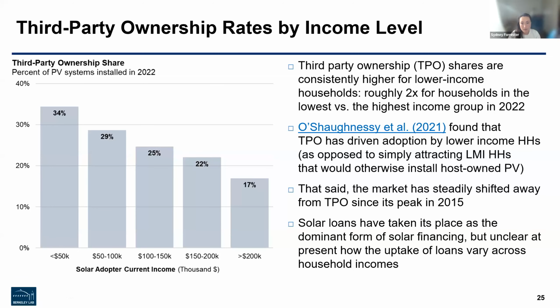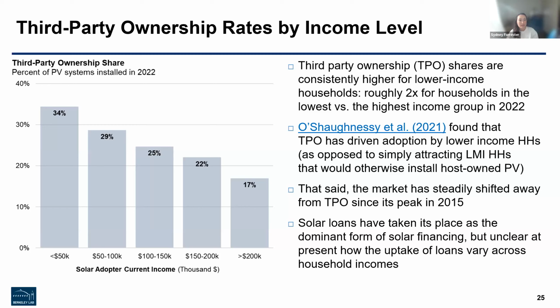Moving on to third-party ownership. So in our sample in 2022, you can see that the vast majority of systems are host-owned, because each bar is well below 50%. But regardless of that, there is a consistent trend. Now you see a stair-stepping downwards from left to right between the lowest income and highest income group, where those under $50,000 annually had third-party owned systems with roughly 2 times more prevalence than those in the highest income group at 200,000.